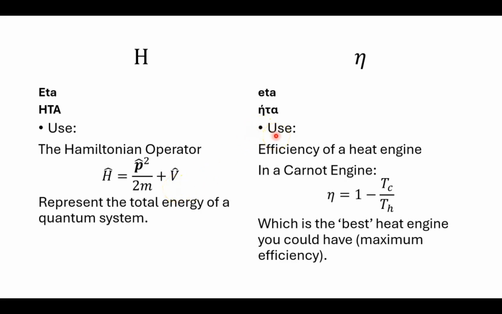For the lowercase eta, it's used to represent the efficiency of a heat engine. In the Carnot engine, the efficiency is given by 1 minus the temperature of the cold reservoir divided by the temperature of the hot reservoir. The Carnot engine is the best heat engine you could have. It has the maximum efficiency, which only depends on the temperatures and not on other factors like friction.